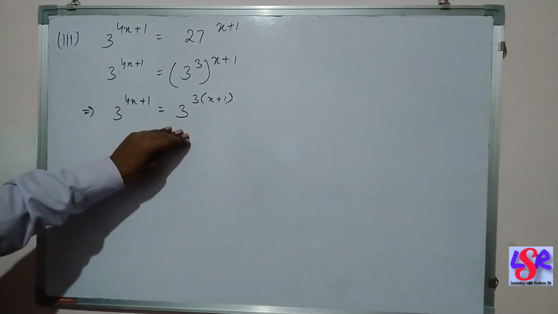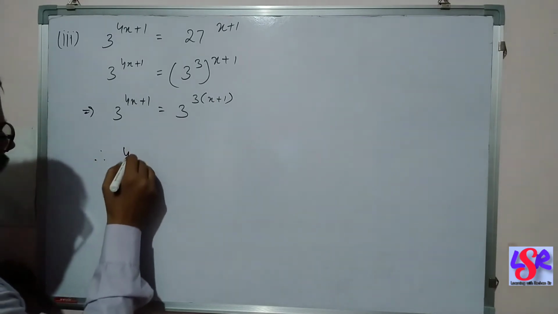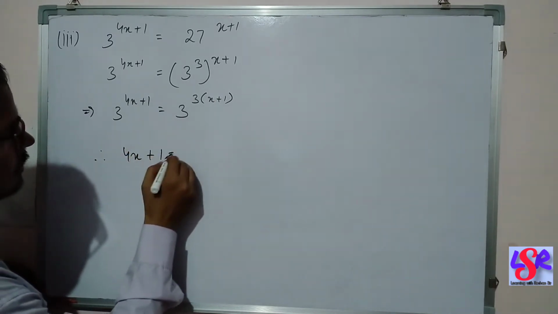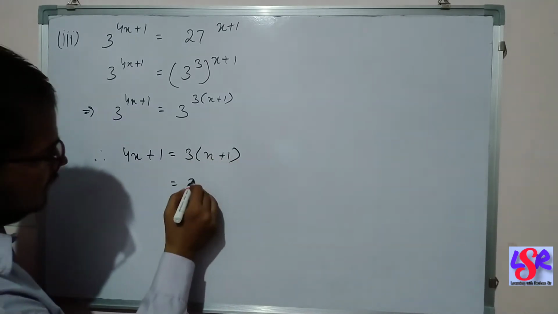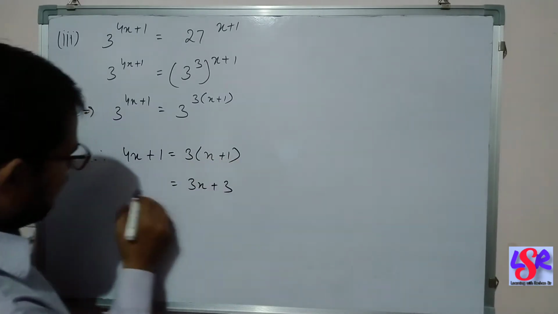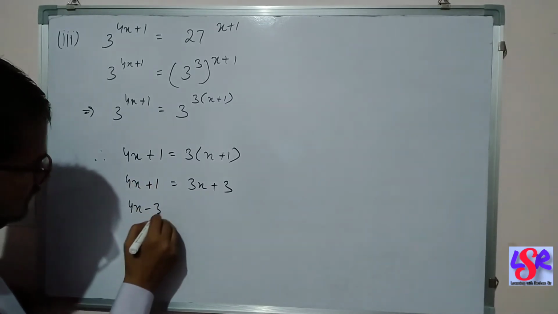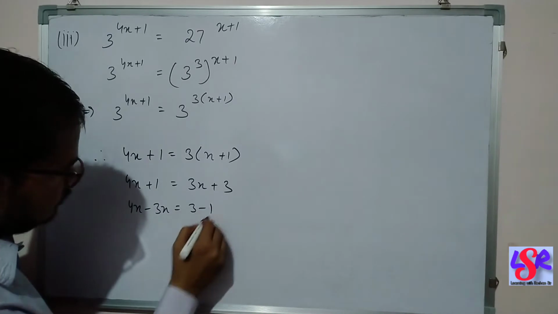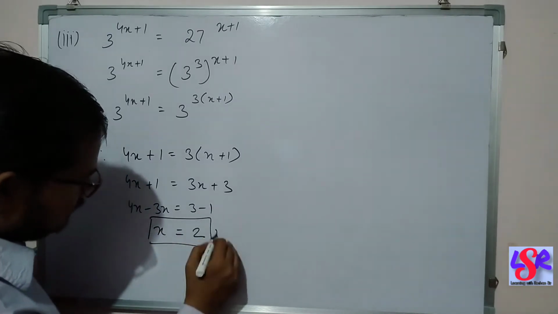Now the bases are same, so the powers will be equated, and we'll be getting 4x plus 1 equals 3x plus 1. Now open the bracket. This will be 3x plus 3. This will be just copied. Now 4x minus 3x equals 3 minus 1. So x equals 2 as answer.